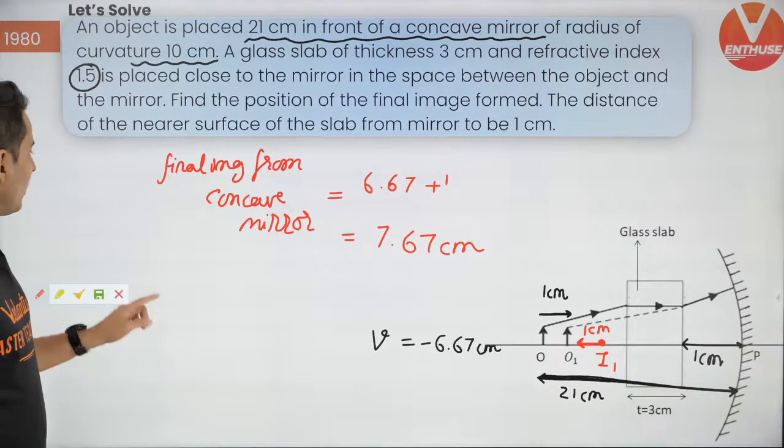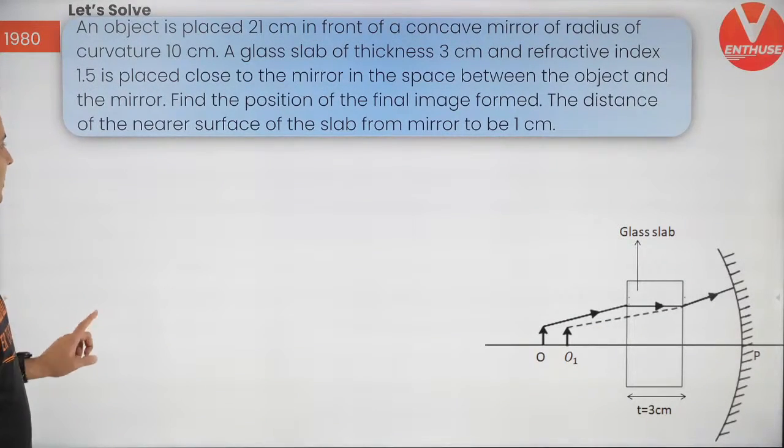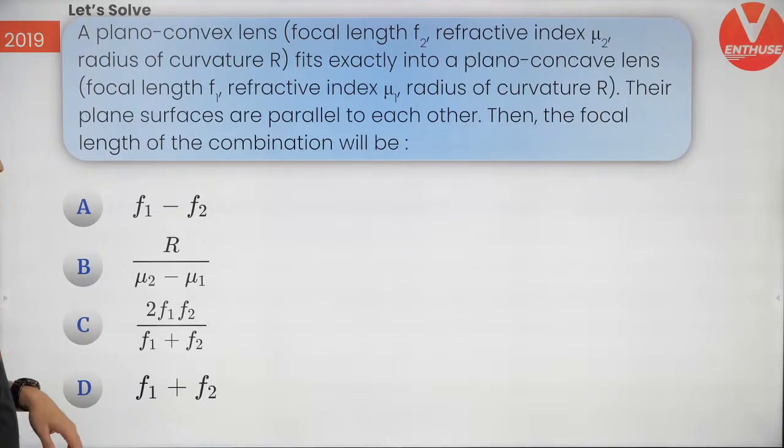Yes. Very good. Let's get going to the next question. So yes, this was the answer, 7.67. Let's do the next question. 2019 question. Very, very interesting question. Let's see how do we do this.